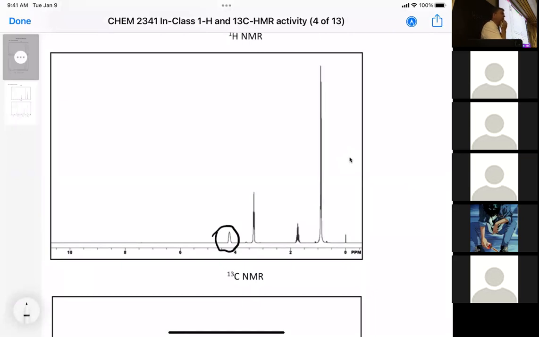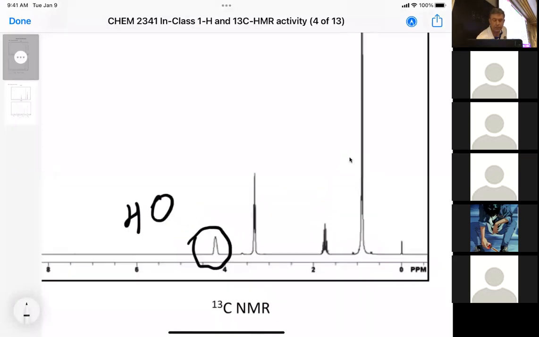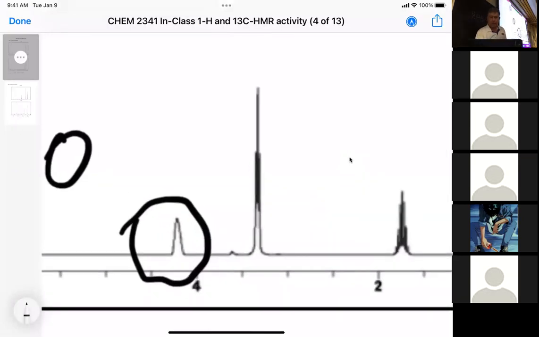Only 1 peak is not really narrow in proton NMR. It's an alcohol. It's something that hydrogen bonds. If it hydrogen bonds, it does a broad peak. So this has got to be an OH. This seems to be, looks like a quartet. So there's 4 peaks here. And this is something bonded next to an oxygen.